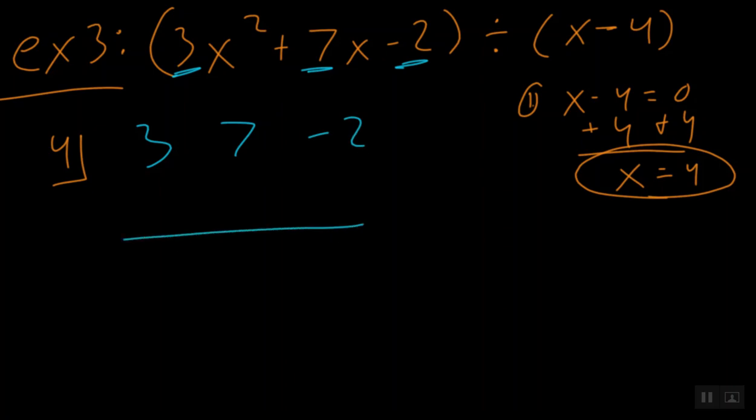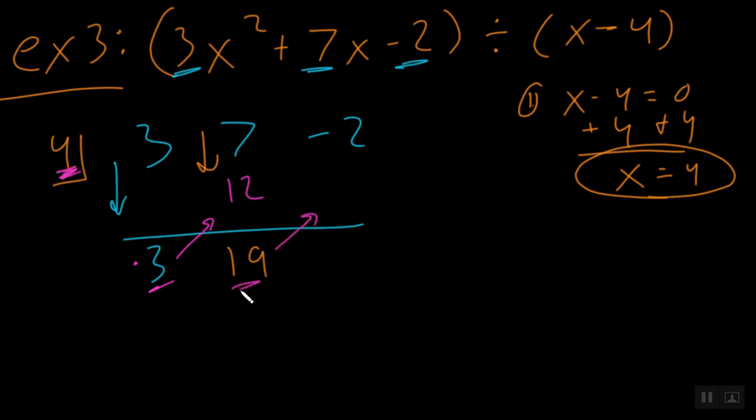Okay? If you will recall, we drop our first digit, so we drop our 3. And from here, whenever we go diagonally, we are multiplying. So what is 4 times 3? 4 times 3 is positive 12. Well, we're dropping straight down again. 7 plus 12 is in fact 19. Okay, cool. And so we have that 19, and now we're going to go diagonally again.